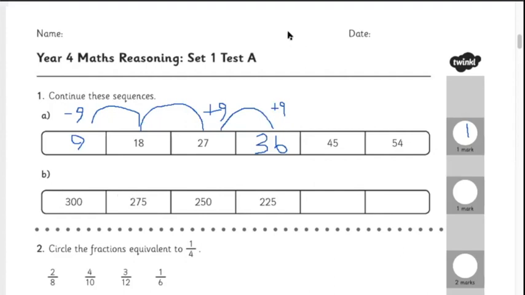All right, so for this next one, I still have to find the rule of the sequence. So to get from 250 to 225, I have to take away 25. So 225 take away 25 is 200. And then I have to take away 25 from 200, which gives me 175.